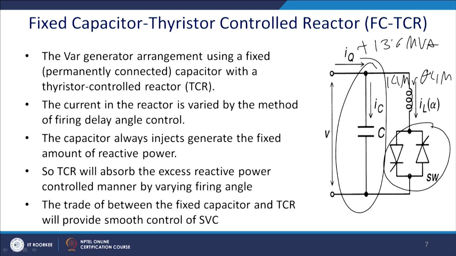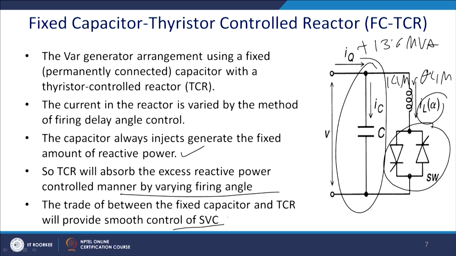So, what is the advantage of it? Simplicity. So, let us see what happens. The Var generator arrangement using a fixed or a permanently connected capacitor with a thyristor controlled reactor, TCR, has been shown. The current in the reactor is varied by the method of firing delay angle of this thyristor. So, you have a TCR angle, and IL is a function of alpha. The capacitor always generates a fixed amount of reactive power. So, TCR will absorb the excess reactive power in a controlled manner by varying the firing angle. The trade off between the fixed capacitor and TCR will provide the smooth control of the SVC.